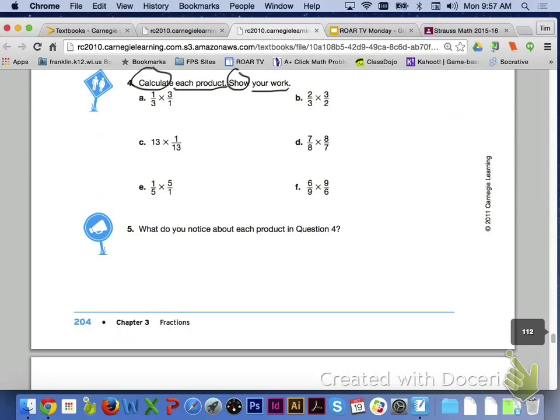Let's take a look at page 204. We are going to skip number 3 and move on to number 4. It tells us to calculate each product and show our work. Go ahead and do letters A through F with your group members.